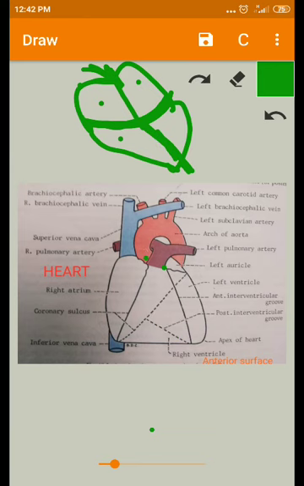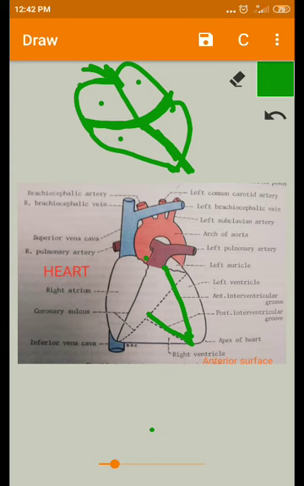The anterior interventricular groove and the posterior interventricular groove, these two interventricular grooves meet at the inferior border near the apex. These are all about the grooves and sulci.